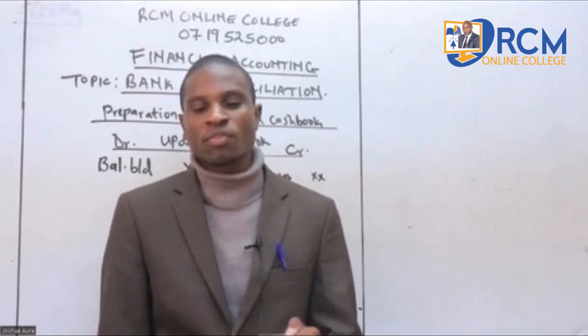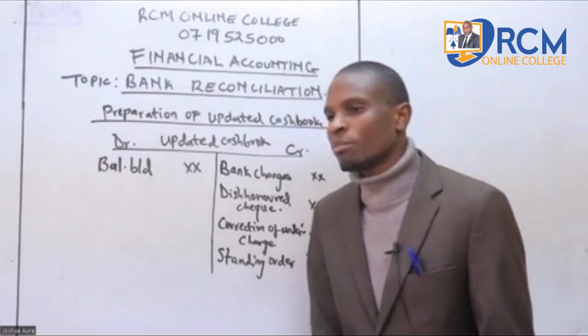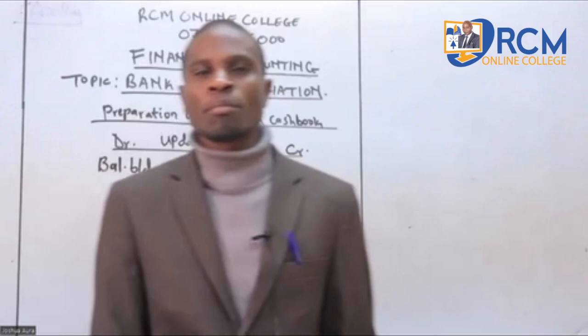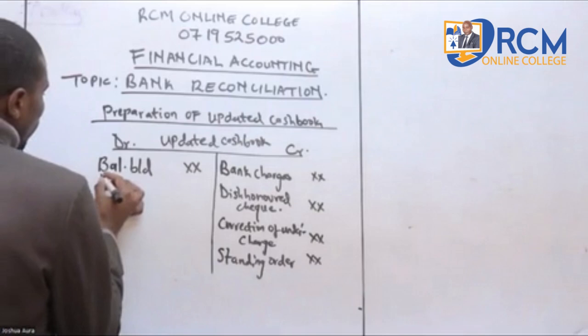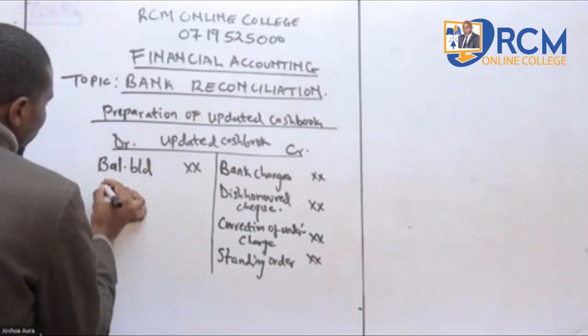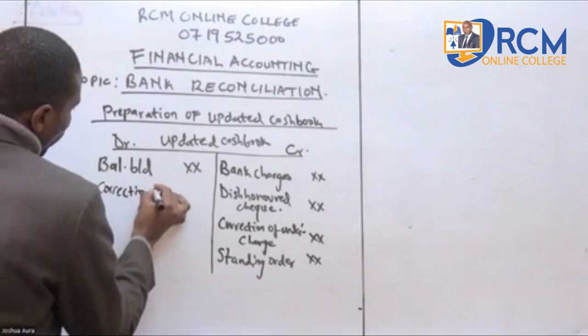What can we add on the debit side? Remember, if there is an overcharge, for example, an error of transposition, you have to indicate the correction of that error on the debit side. That is to make sure that you cancel that error. So we have the correction of overcharge.